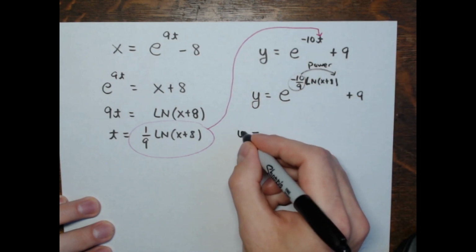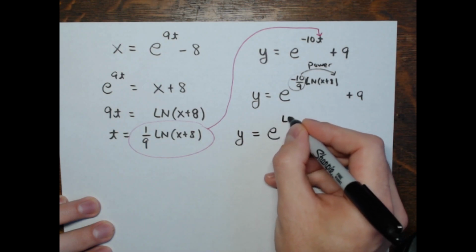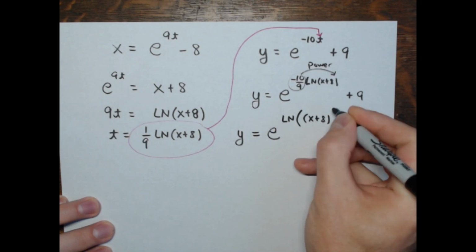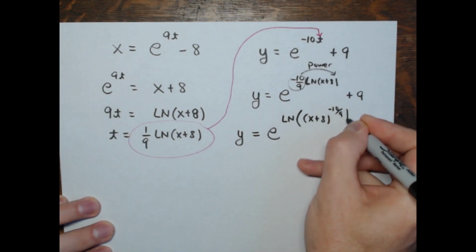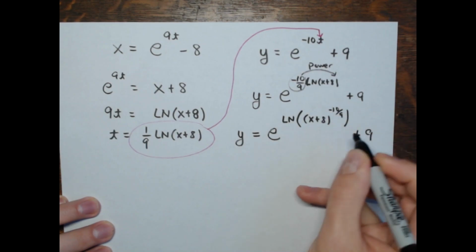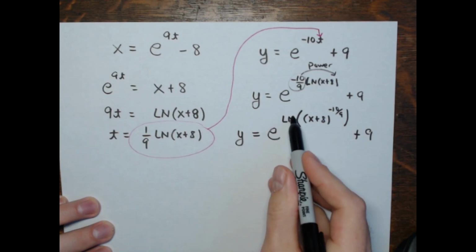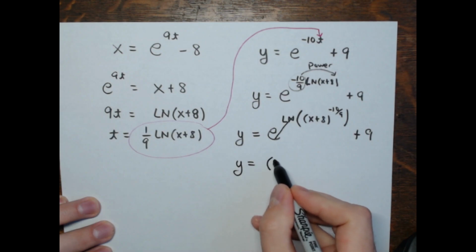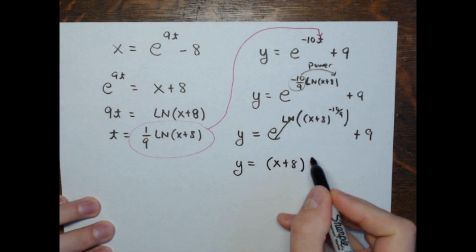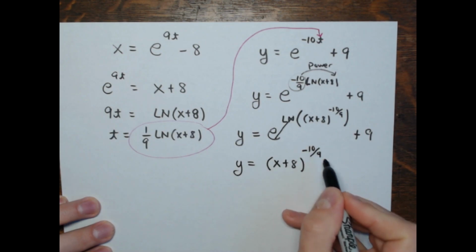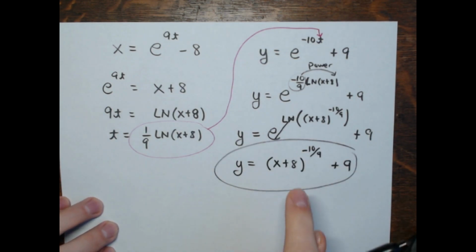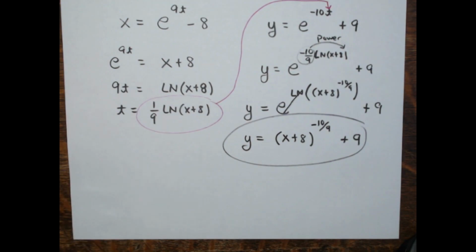And so now I have y equals e to the natural log of x plus 8 to the negative 10/9 power, and then plus 9. And then e to the natural log of something, those undo each other, inverses. So y equals just x plus 8 to the negative 10/9 power and then plus 9. And this is a little less cluttered to me, so I'm going to type that in.